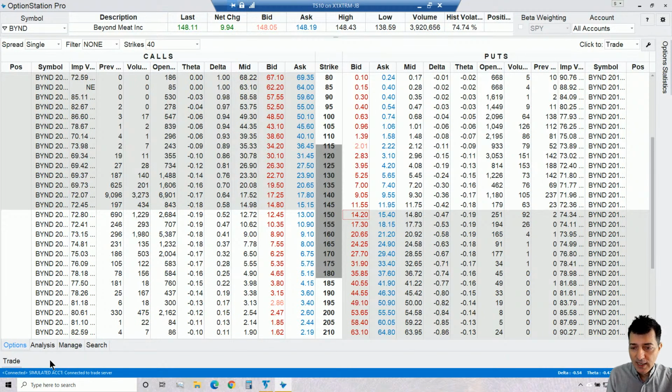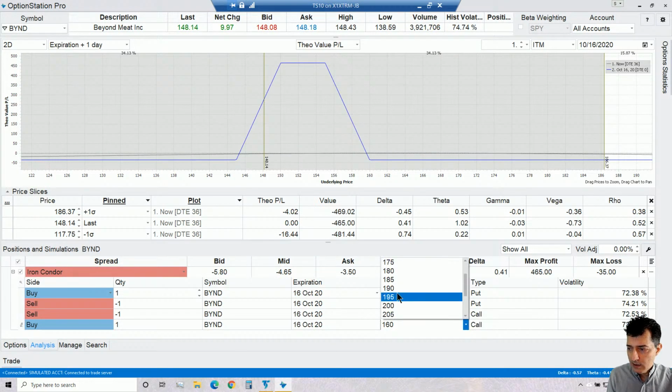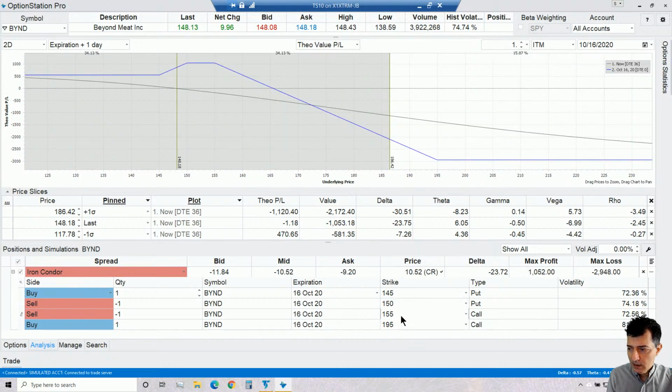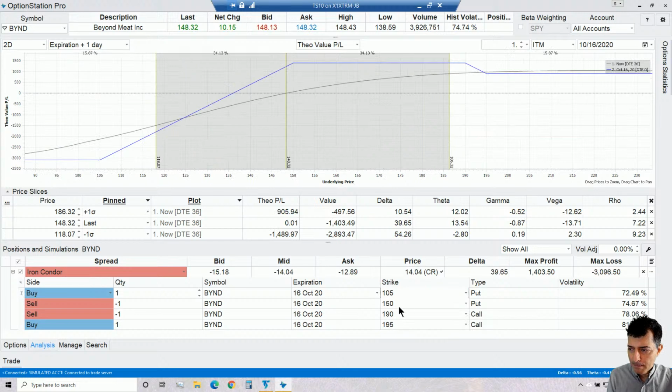Okay, so let's go ahead and input the trade. So we're going to do 195, 190. Let me enter all of this here, and then I will write it on the chart so everybody follows. And then we're going to do 110 and 105.